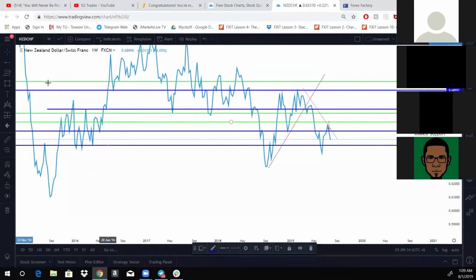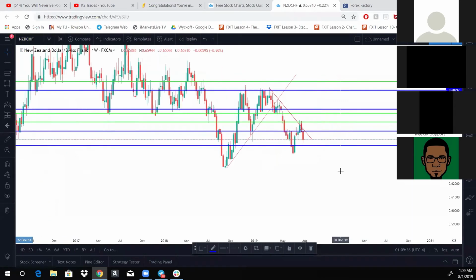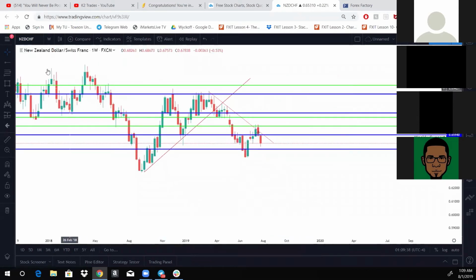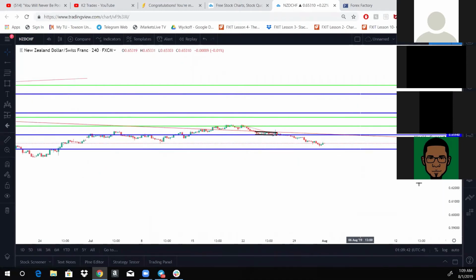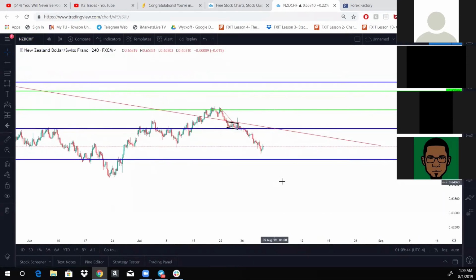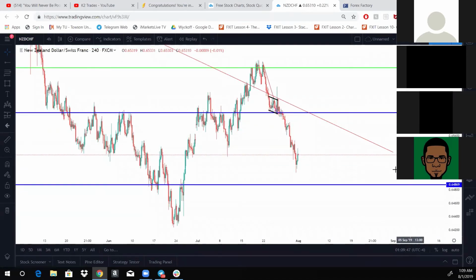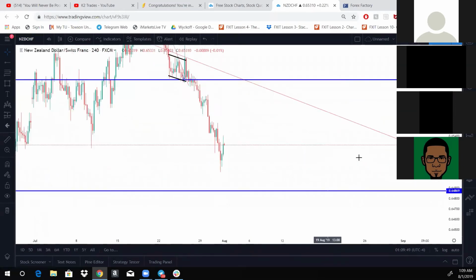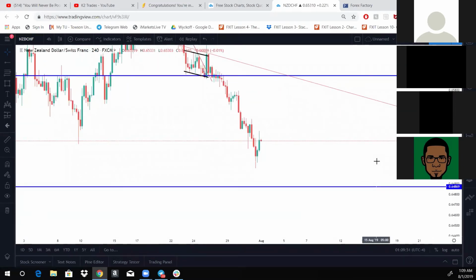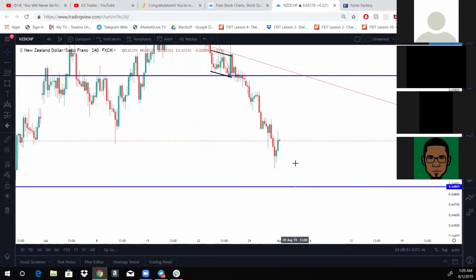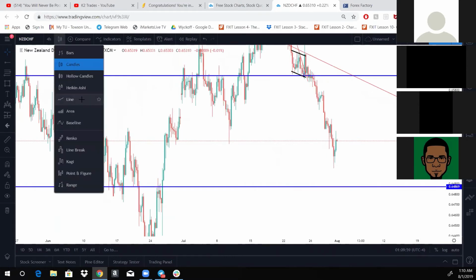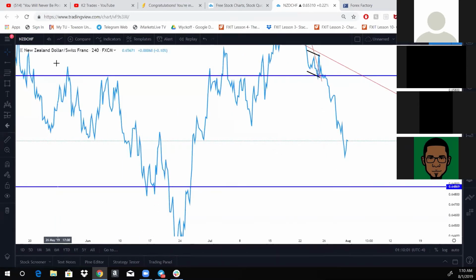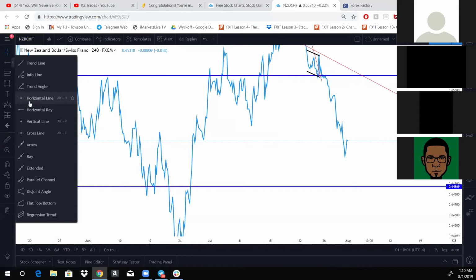Nice and spicy. Let's see. Wow, this is pretty bearish. Yeah, I mean, it does look like another 50 pip fall, but let's see what the intraday zones tell us.